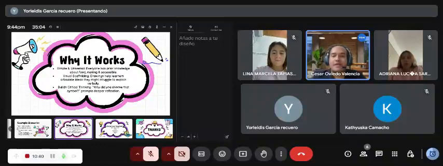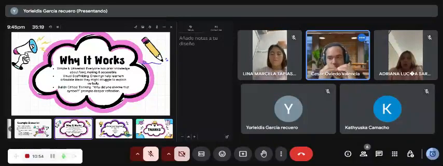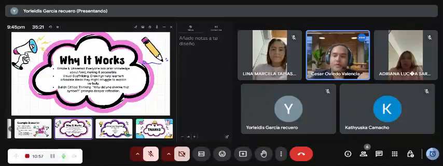Second, visual scaffolding. Drawing helps learners articulate ideas they might struggle to explain verbally. So you use the imagination and you connect ideas, the word with an image. And finally, building critical thinking: why did you choose that symbol prompts deeper reflection.